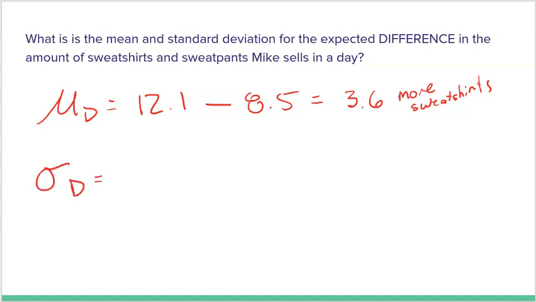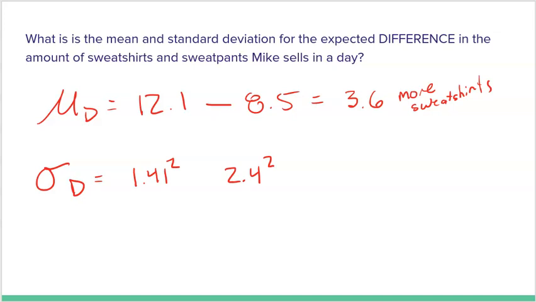But this is what's really important. You can't add standard deviations. You can't subtract them. You can only work with variance. So 1.41 squared is the variance for the sweatshirts. 2.4 squared is the variance for the sweatpants.